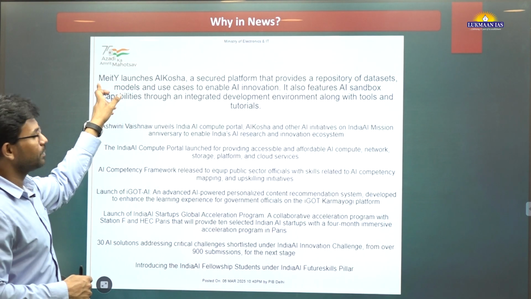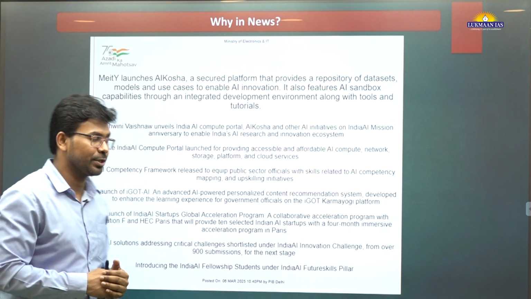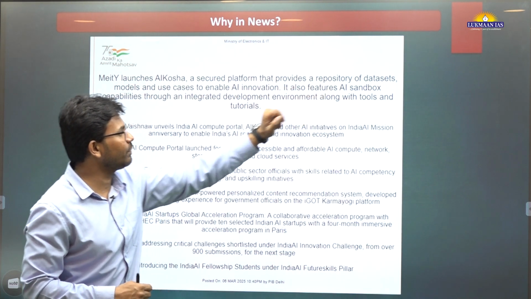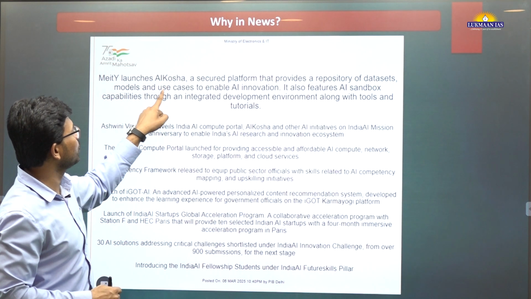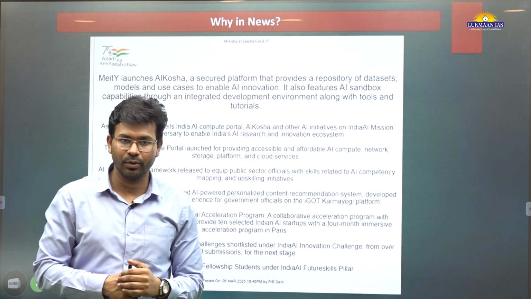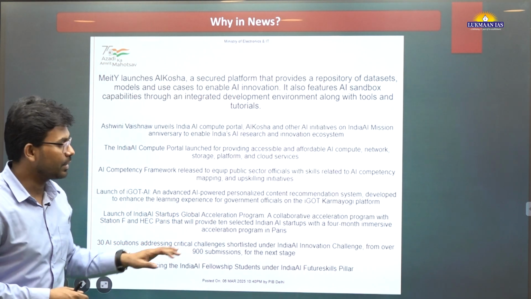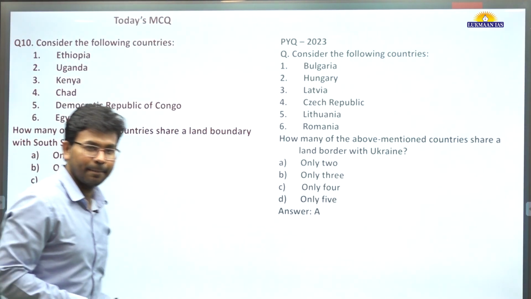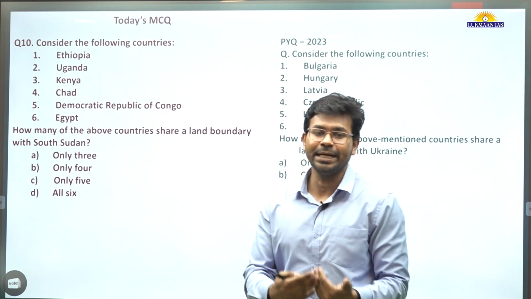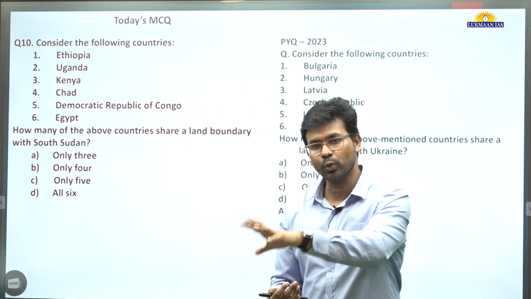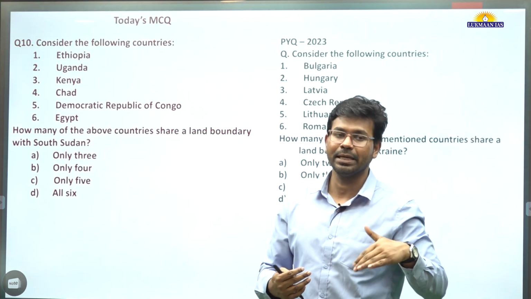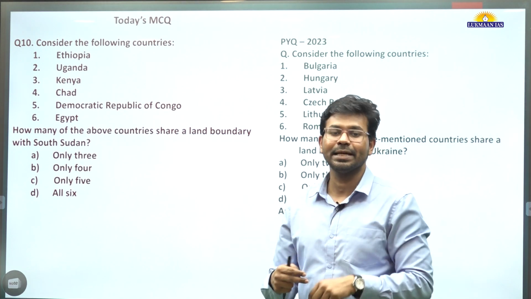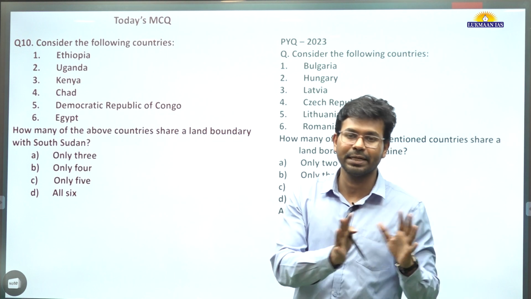It says MeitY launches AI Kosh, a secured platform that provides repository of data sets, models and use cases to enable AI innovation. Models means there are base models that have multiple billion parameters, trained using multiple billion parameters, and those models can be used as base models and may be further fine-tuned. Distillation can be done to make that AI system applicable to certain specific industries.